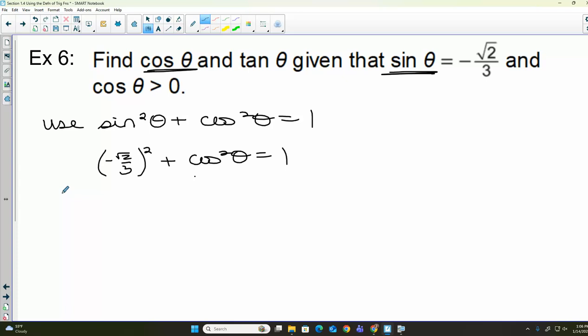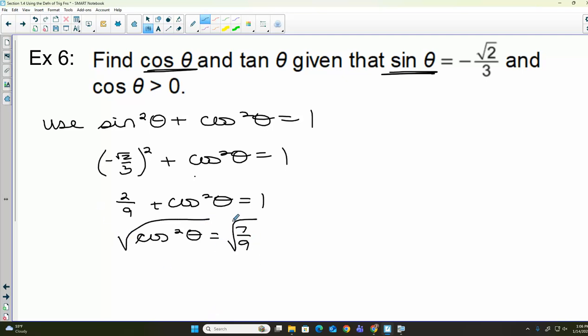All right. So if I square that, negative radical 2 times negative radical 2 is just 2. 3 times 3 is 9. So if I subtract that 2/9 over, 1 minus 2 over 9 is 7 over 9. How do you get rid of a square? Anytime you take a square root, we do plus and minus. So cosine is square root of 7 over the square root of 9, which is 3.